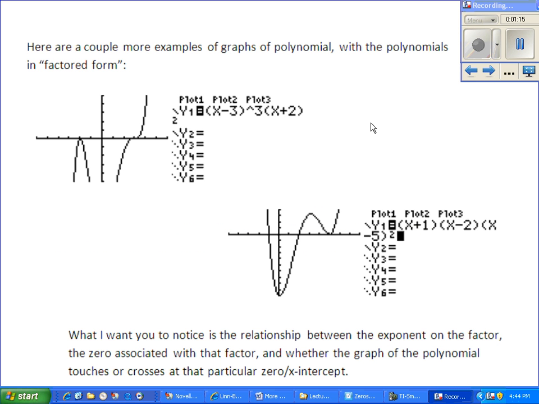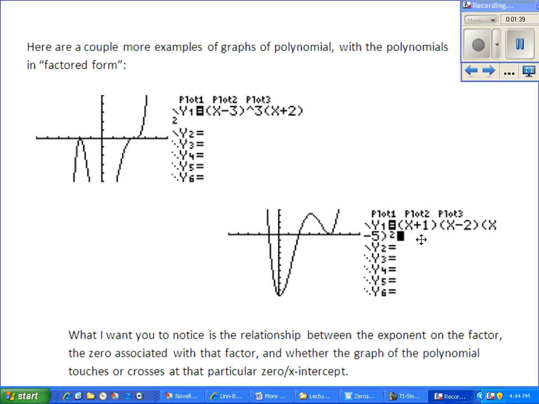Here's a couple more examples where the polynomials are in factored form, which makes it easy to spot the zeros and the x-intercepts. So (x subtract 3) to the third power and (x plus 2) squared. Notice that at this one, where x is -2, we're just touching, we're bouncing off. And at the 0, x equals 3, the graph is passing through.